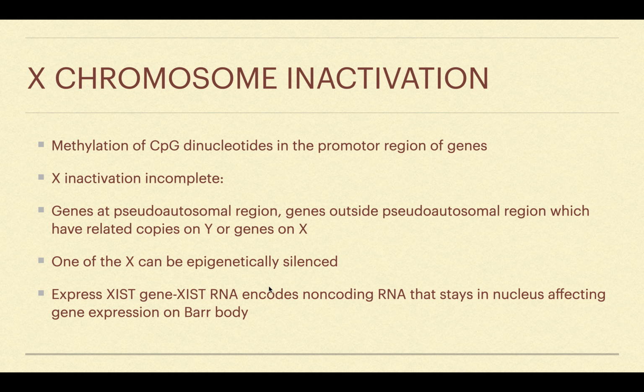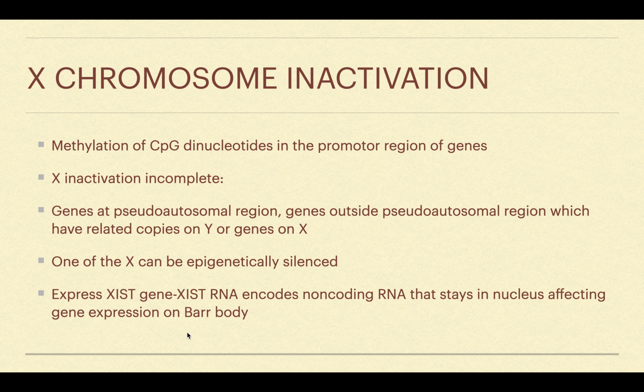The methylation of CpG dinucleotides in the promoter region of the genes will cause the X inactivation. But usually the X inactivation is incomplete. There's some genes on the Barr body that still contribute to expression. So the genes of the pseudo-autosomal regions and the genes outside of the pseudo-autosomal regions, which have related copies on the X or on the Y chromosomes, and one of those X's can be epigenetically silenced.